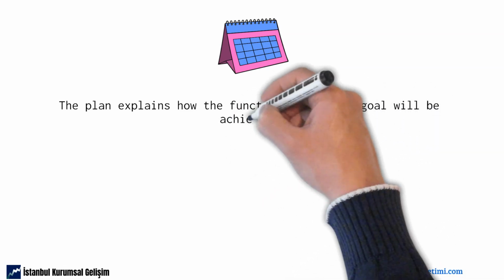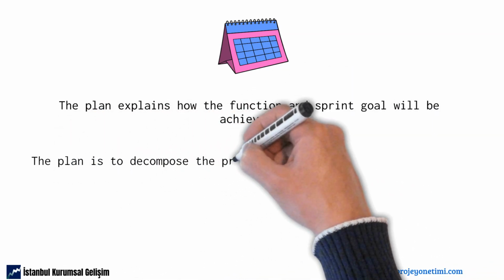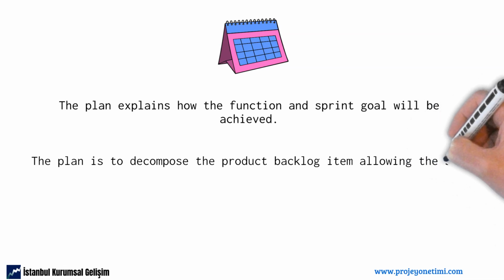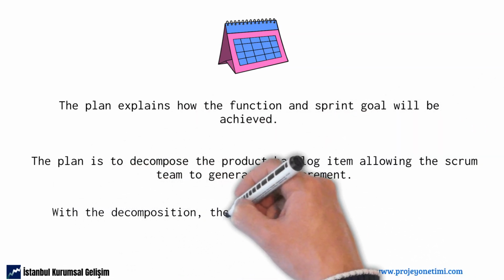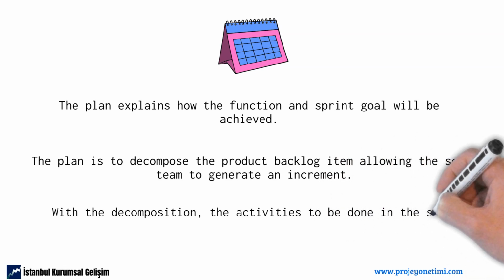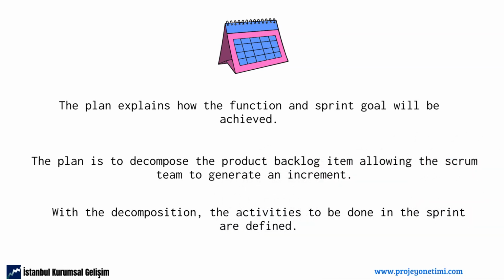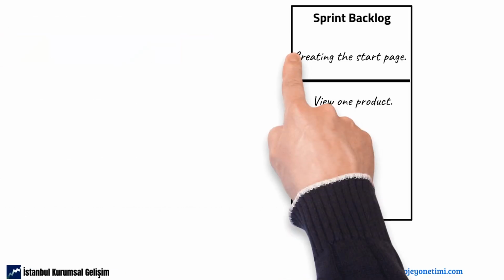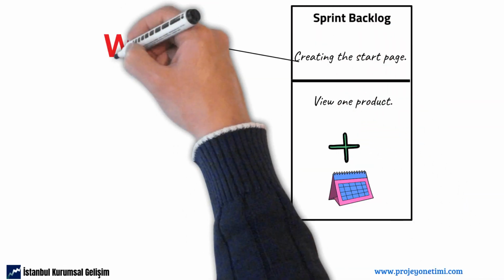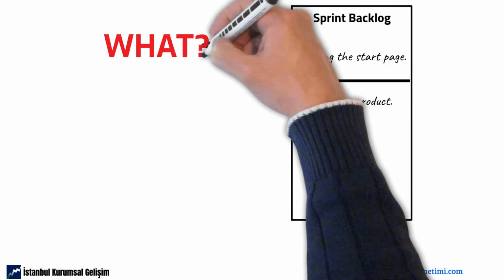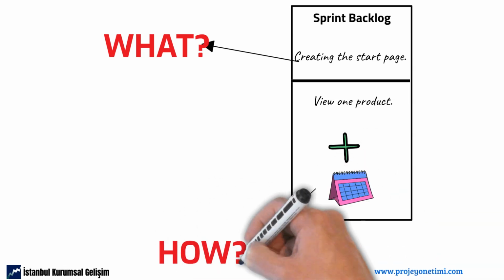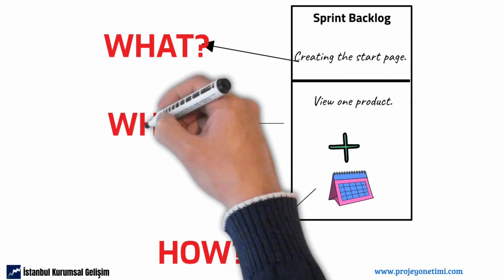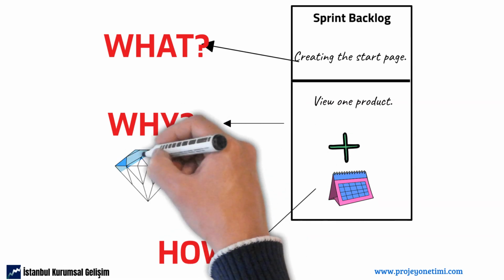The plan is to decompose the product backlog item, allowing the Scrum team to generate an increment. With the decomposition, the activities to be done in the sprint are defined. Product backlog items describe what to be delivered. The plan addresses how this will happen. The sprint goal shows why the sprint is valuable. All are part of the sprint backlog.